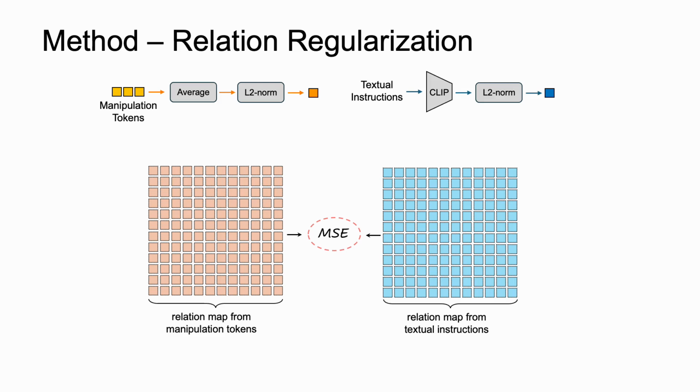We enforce the agreement of the two matrices using MSE loss. We add the relation regularization to the reconstruction loss with a coefficient alpha to balance the two terms. That's all about our method.